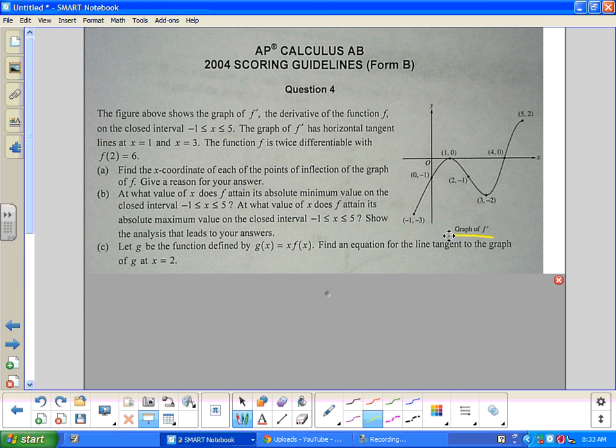On the closed interval, -1 to 5. So that's the domain of f prime. The graph of f prime has a horizontal tangent at 1 and 3. You know what? I'm not even sure why they told you that. Couldn't we tell that there was a horizontal tangent at those points? So we know f prime prime is 0 there and there. Do we agree? Immediately.